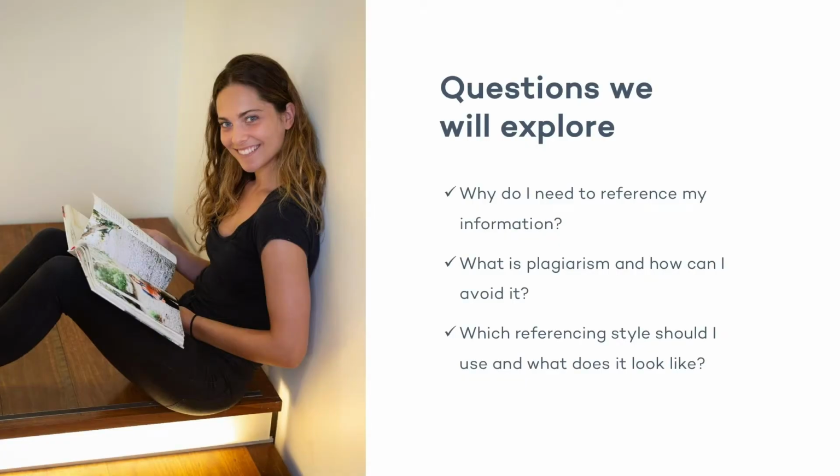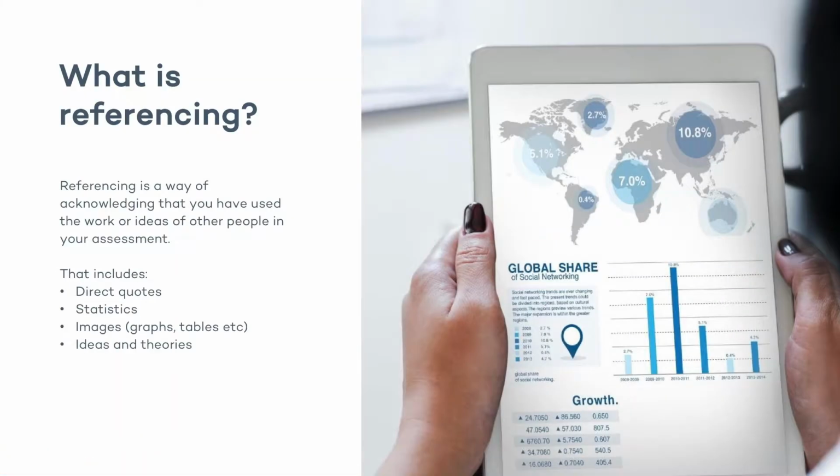So in this video, we're going to explore several questions about referencing. First of all, why do I need to reference my information in the first place? Why is it so important? Secondly, what is plagiarism? This may or may not be a familiar word to you, but I hope to explain to you what this is and how we can avoid this. And lastly, what referencing style should I be using? What does it look like? How do I actually do it? This is what I hope to talk you through in this video. Let's start off by talking about what referencing actually is, especially if you haven't seen it before.